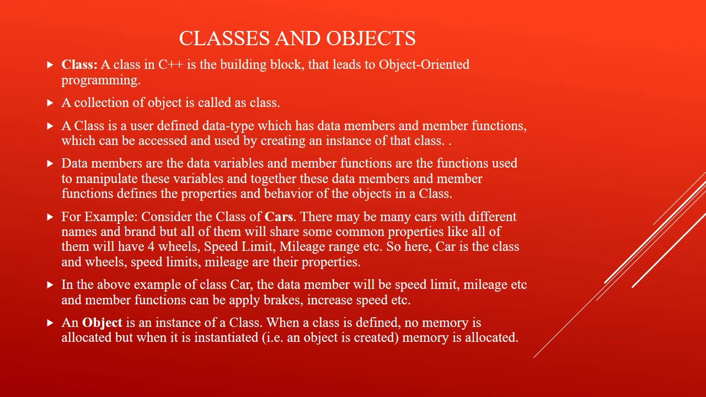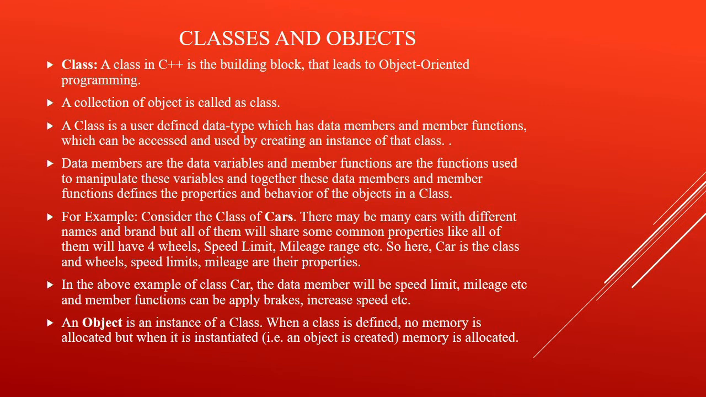Classes and objects. Class. A class in C++ is the building block that leads to object-oriented programming. A collection of objects is called a class. A class is a user-defined data type which has data members and member functions which can be accessed and used by creating an instance of that class. Data members are the data variables and member functions are the functions used to manipulate these variables, and together these data members and member functions define the properties and behavior of the objects in a class.